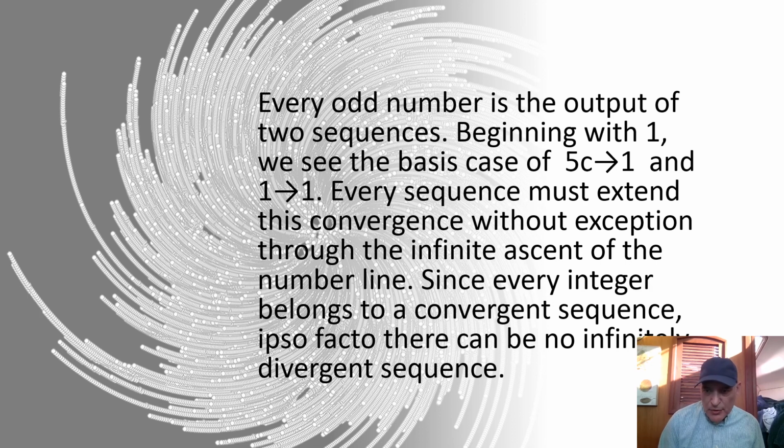Because this property holds for all odd integers, there cannot be an exception to this. There really can't. It's just arithmetic. It's congruence. Since every integer belongs to a convergent sequence, which is C, the third rail, ipso facto, there can be no infinitely divergent sequence. Say it one more time. Since every integer belongs to a convergent sequence, ipso facto, there can be no infinitely divergent sequence.